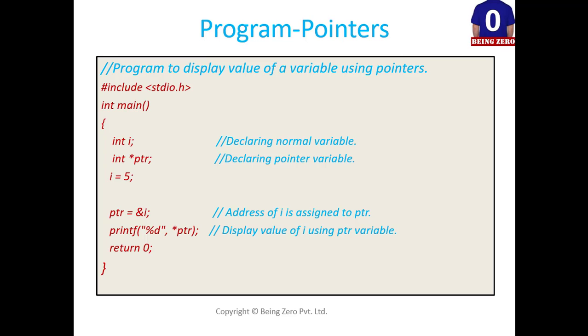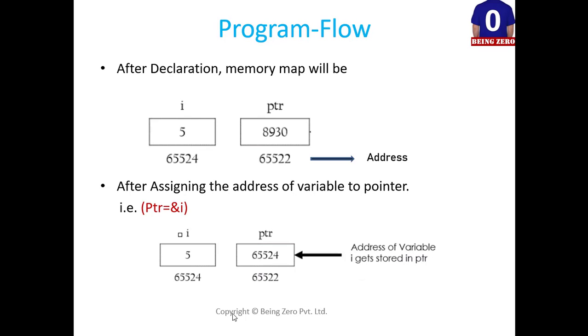Now let's go to the program flow to understand the program in a better way. Once the declaration is done, value 5 will be stored in variable i and a garbage value will be stored in the pointer variable. Now after assigning the address of a variable to the pointer, the address of variable i gets stored in the pointer variable. So let's try to execute this program.